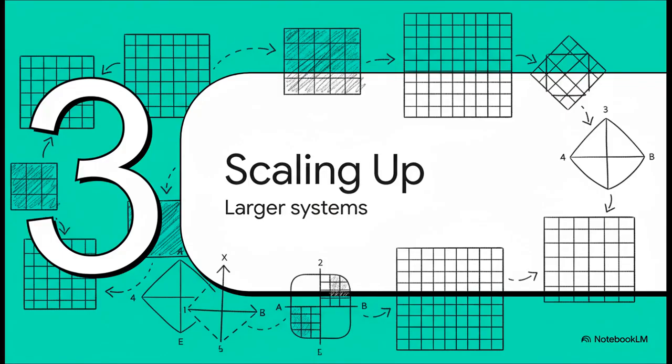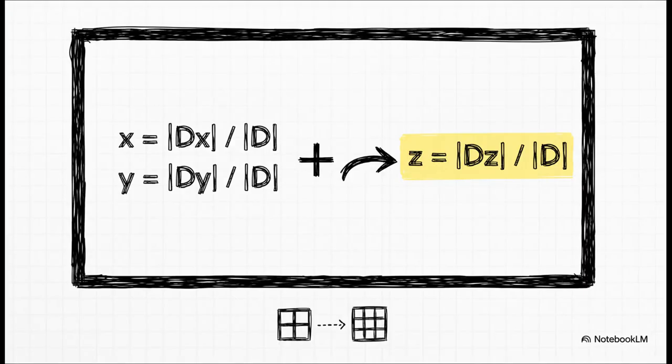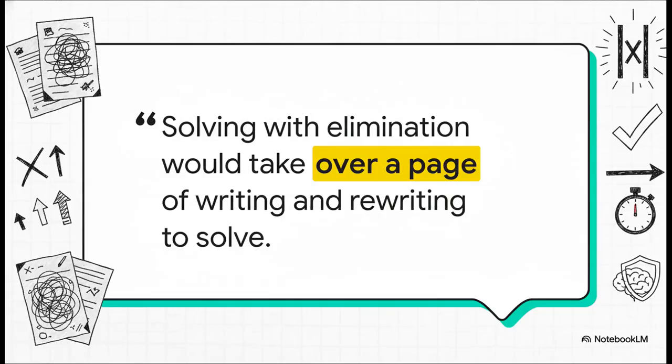But what about bigger problems? Well, the real beauty of Cramer's rule is how elegantly it scales up. The same core logic applies no matter how big the system gets. For a system with three variables, x, y, and z, the formulas are pretty much identical. We just add a third ratio for z, using a new matrix, Dz, where you replace the z column with the solutions. The recipe holds up perfectly. It's just wonderfully consistent.